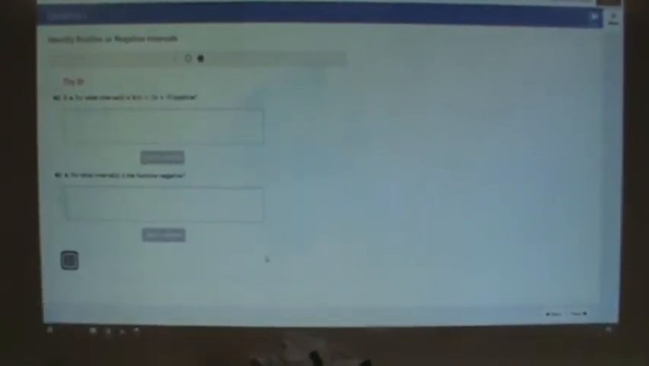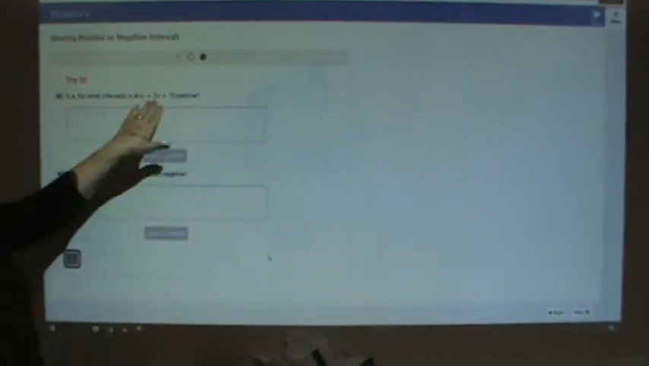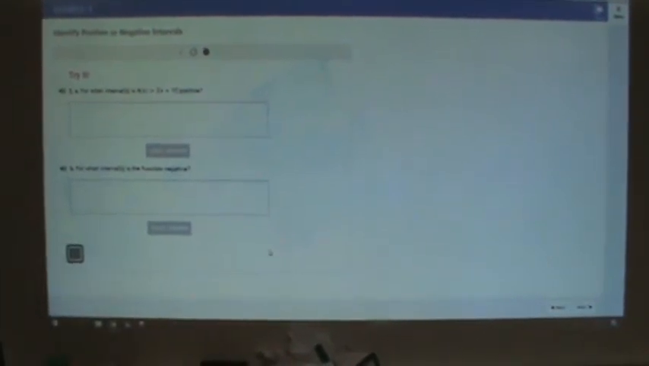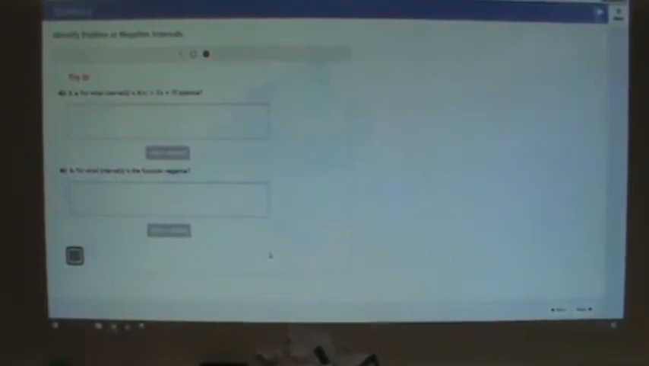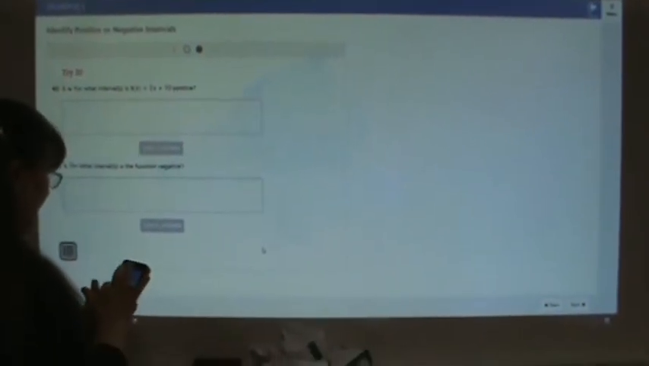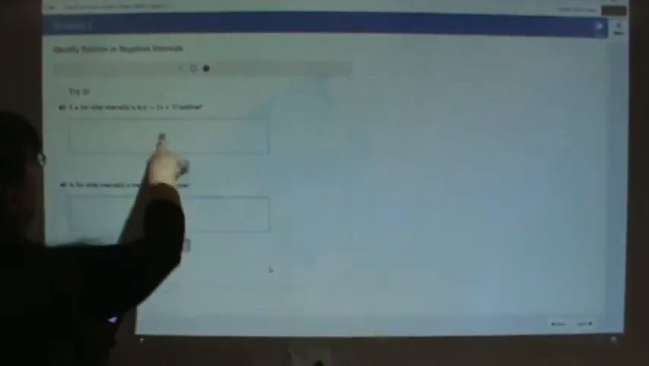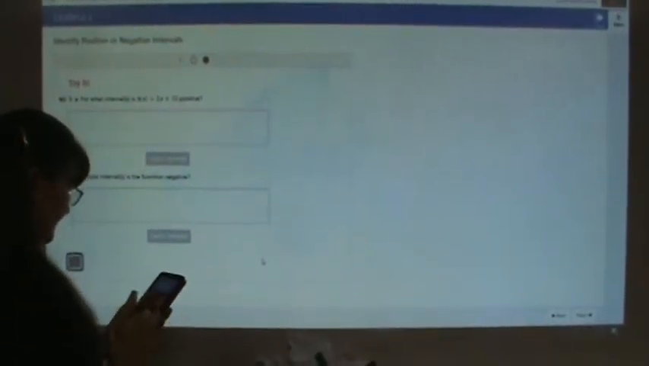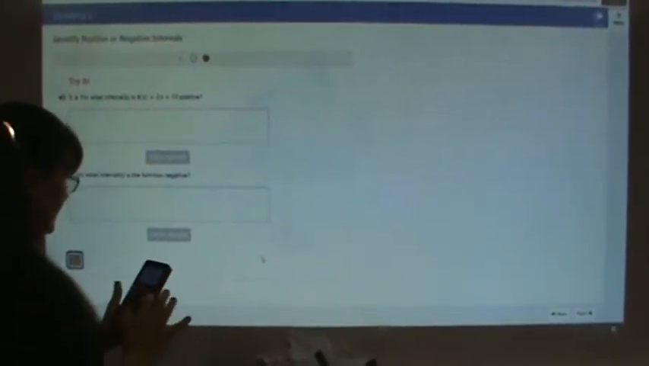All right, now you're going to try it. For what intervals is 2x plus 10 positive? So you would take, and I will go through one of them. So you take and get on your graphing calculator and put in 2x plus 10. Press your graph.